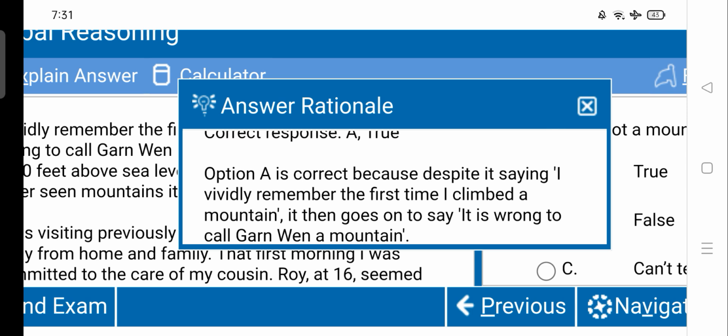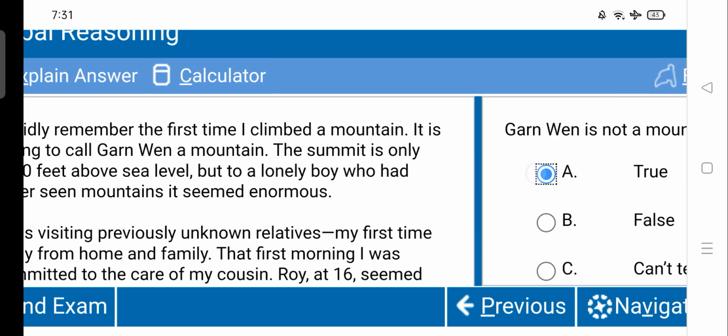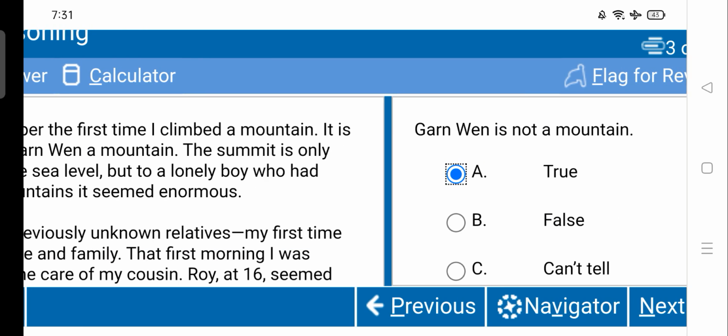And option A is correct because despite it saying, I vividly remember the first time I climbed a mountain, it then goes on to say it is wrong to call Gonville a mountain. So because of this reason, we can say that option A is the correct option, which is true. So Gonville is not a mountain.